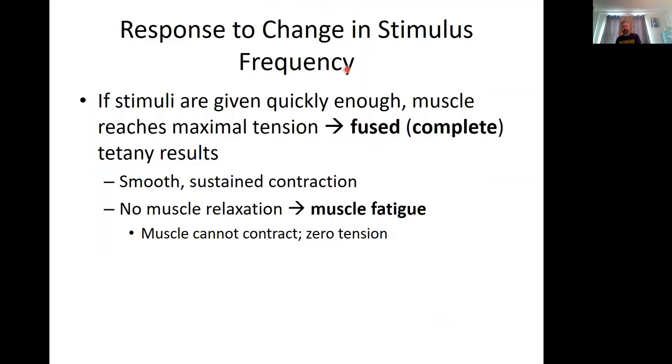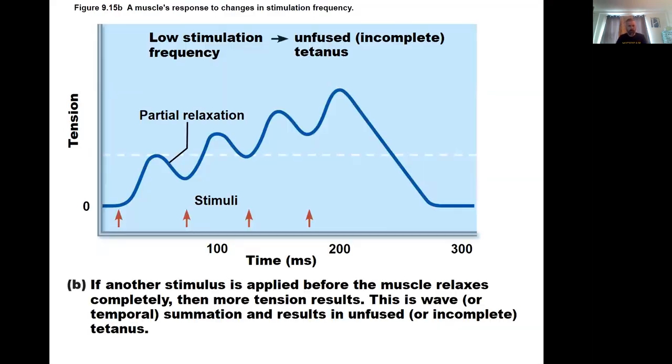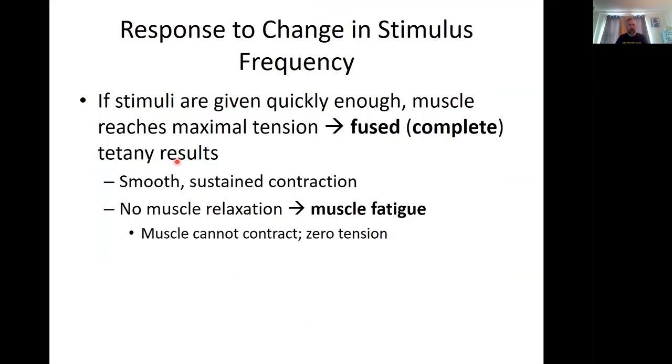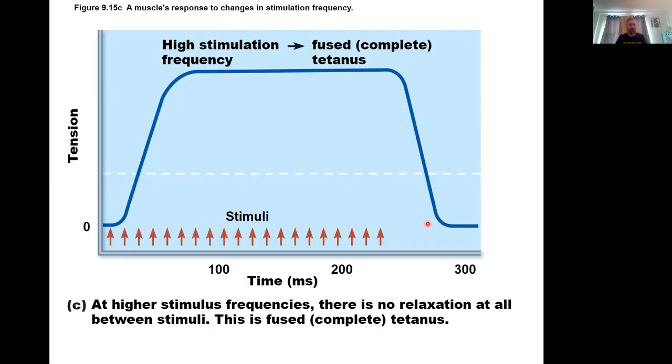And the problem with fused tetany or fused tetanus is that without these little periods of relaxation, we end up with muscle fatigue. And fatigue here in this particular context doesn't mean, oh, I'm tired. It means we physically cannot contract. So a muscle under fused tetany will work until muscle failure, and we end up with zero tension at the end of it. So while we contract very quickly, we reach maximal tension very, very quickly, we end up working ourselves not to death, because obviously we can come back from this, but kind of the same idea.